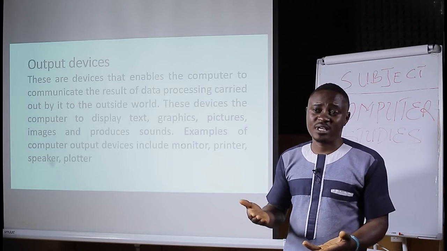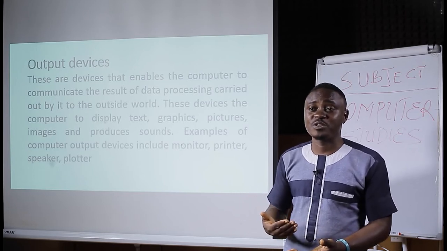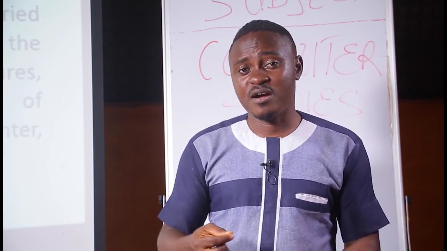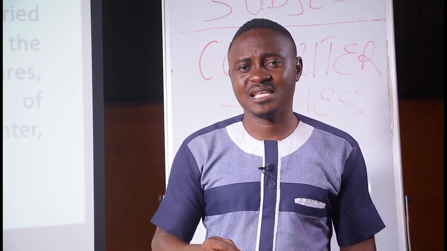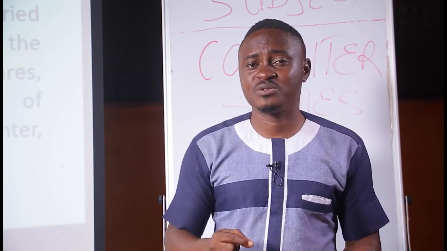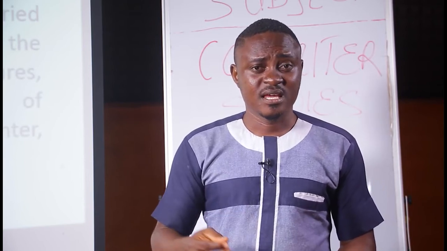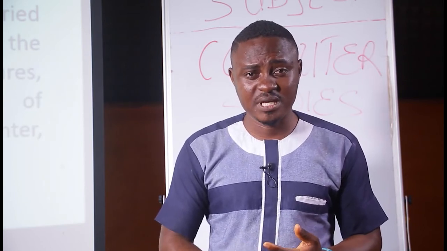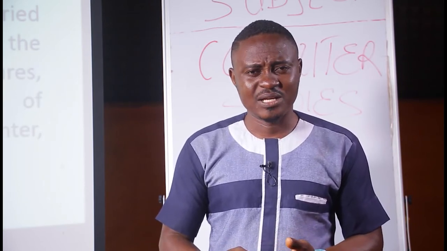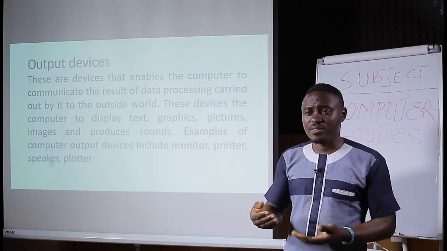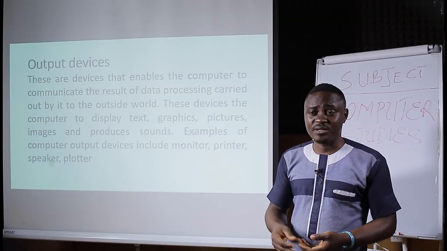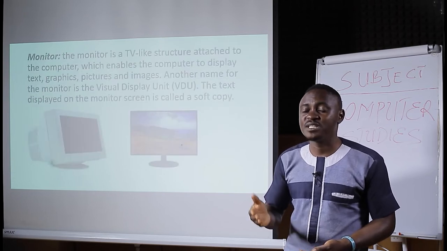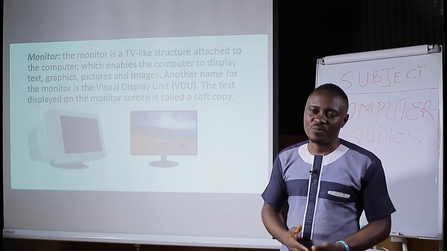And I've seen so many students marking a scanner as an output device. Take note, it's not an output device. Just like I've called the output devices: the printer, the speaker, the monitor, and a plotter. So we saw the monitor as what? Another name for it is a visual display unit, that is a VDU of the computer system.